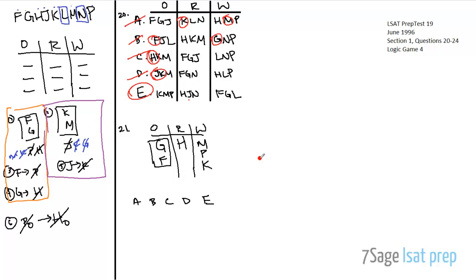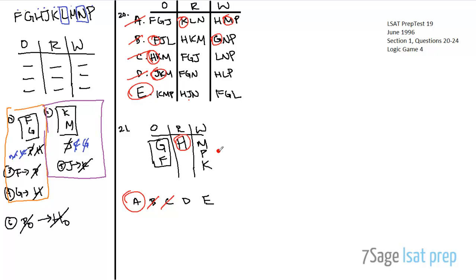So answer A, Harlan is assigned to recycling. Yes, right here. Answer A is definitely the answer. Looking at the rest of these, Jennifer is assigned to oceans. We just talked about how J can't be with K, but it can be in either one of these, right? So B is not going to be right. Kenji's assigned to recycling? No. Kenji's assigned to wetlands, answer choice D.